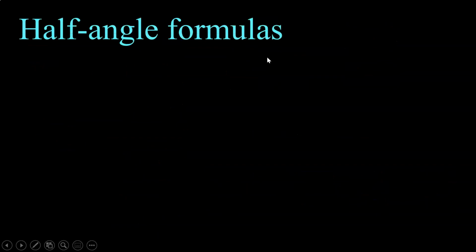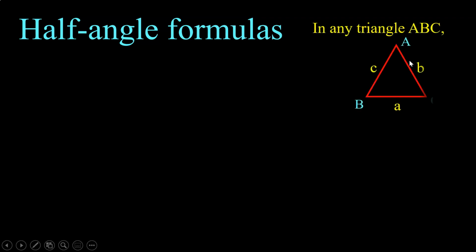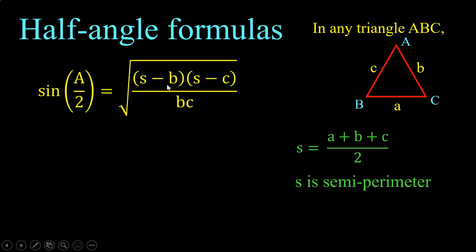Now let us see half angle formulas. As the name suggests, we are going to find formulas for sin A by 2, cos A by 2, tan A by 2 and so on. So in any triangle ABC, we have sin A by 2 is equal to under root (S minus B) into (S minus C) upon BC, where S is the semi-perimeter.